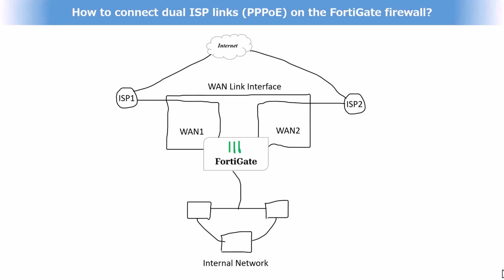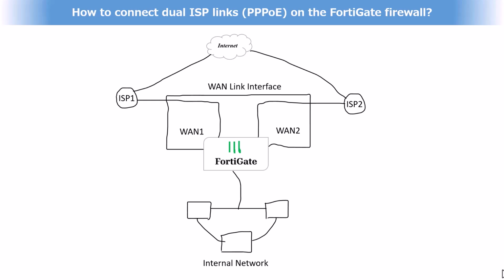In this video, I'll demonstrate how to connect dual ISP links to the FortiGate Firewall using the following topology. In this example, we have two different ISP links, ISP1 and ISP2, as shown in the network topology below. An internal network is connected to port 1 of the FortiGate Firewall.